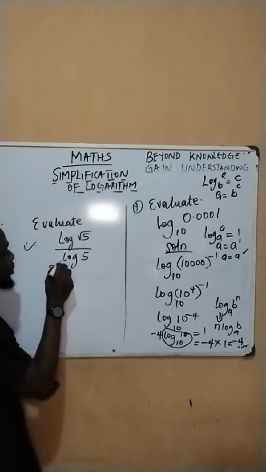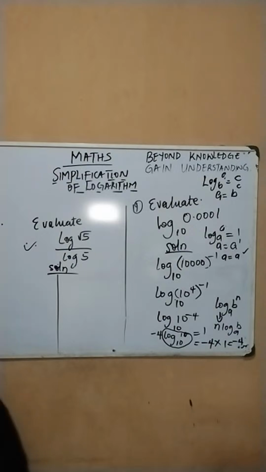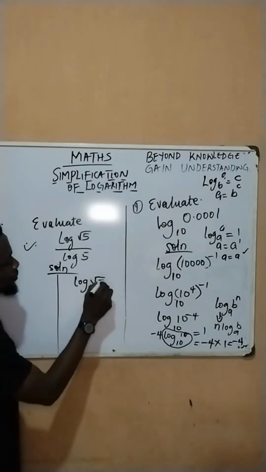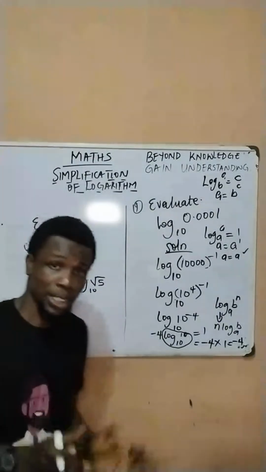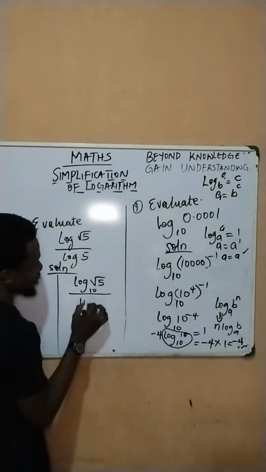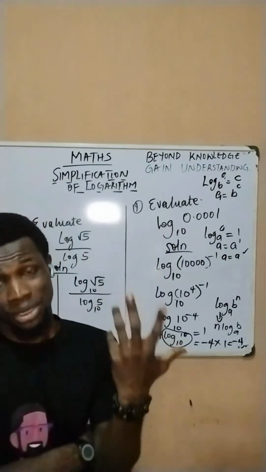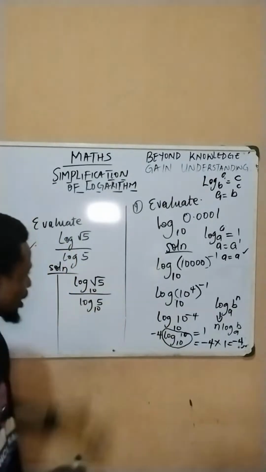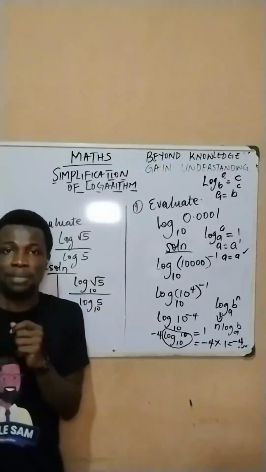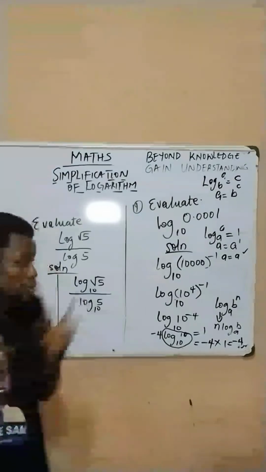So solution, this becomes, I'm going to divide this into two so I can have enough space to do some solving. This is log square root of 5 base 10. Like I said, anytime the base is not given, by default there is a base of 10 there. All over what? Log 5 to the base of 10. So what can I do here? Well, this is quite easy because I'm almost done with this particular expression. Square root is the same thing as what? Power of half. Cube root is the same thing as power of 1/3. Fourth root is the same thing as power of 1/4.